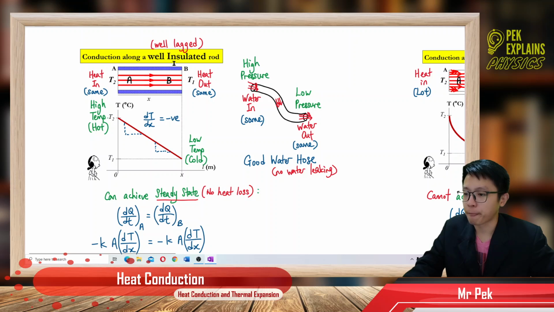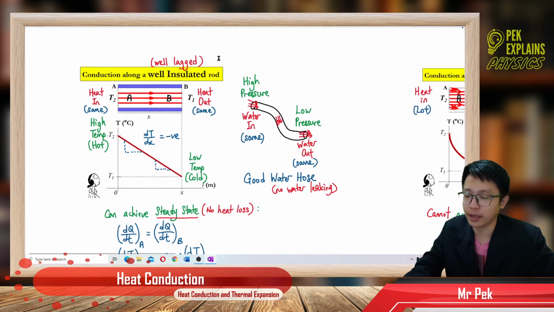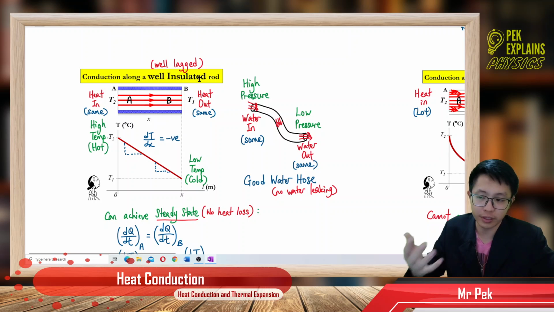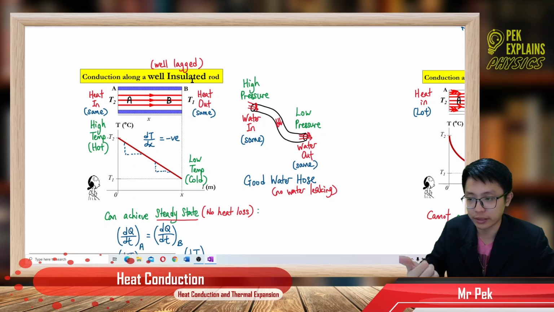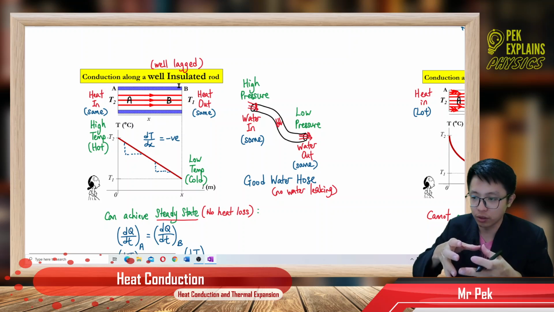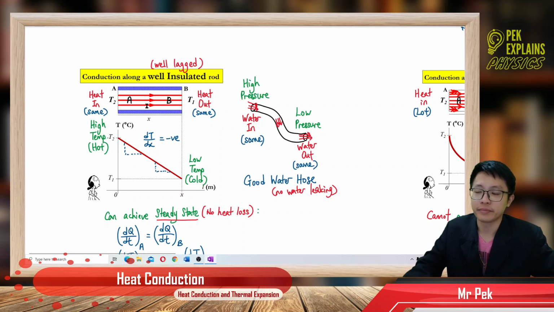Here we have a well-insulated rod. This is just a rod made of only one material. Sometimes we call it insulated, or sometimes we call it well-lagged. Well-lagged means well-insulated, so there are two ways to say it. Both of these mean there is something covering the rod so that no heat is lost.